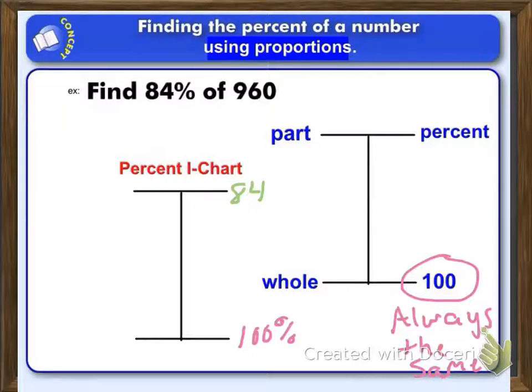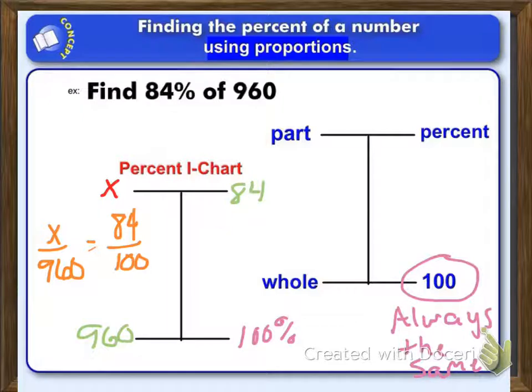And then the 960. Is that my part or is that my whole? That's what I'm looking for. So that 960, is it part of something or is the whole thing out of 960? It's actually out of 960, so my whole is 960, which then means the top part would be my x. So then I would just set this up as a proportion.